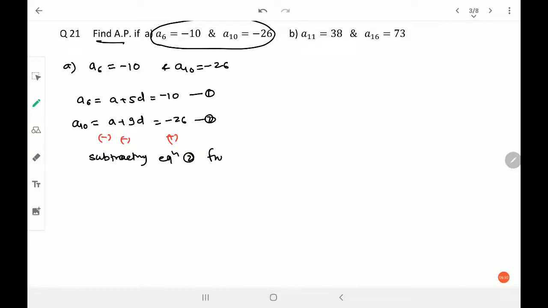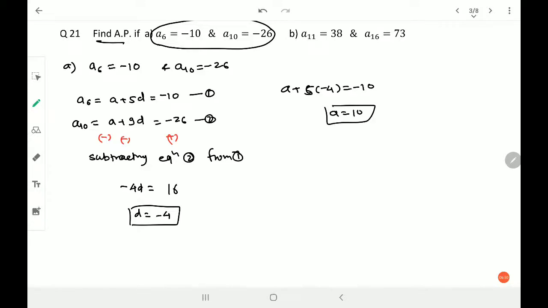So subtracting equation 2 from 1, what do I get? A gets cancelled, and here is -4D. Right now, 9 minus 5, and here it is 16 but positive. So D will be equal to -4, and that's your D. Use this D value in any of the equations, you get A value as well. That means if I put A plus 5 into -4 is equal to -10, -20 shift, A will be equal to 10. ठीक है ना? A is 10, and is it 10? Are you sure? Yes, A is 10 and D is -4, and the question is done, the matter is closed.